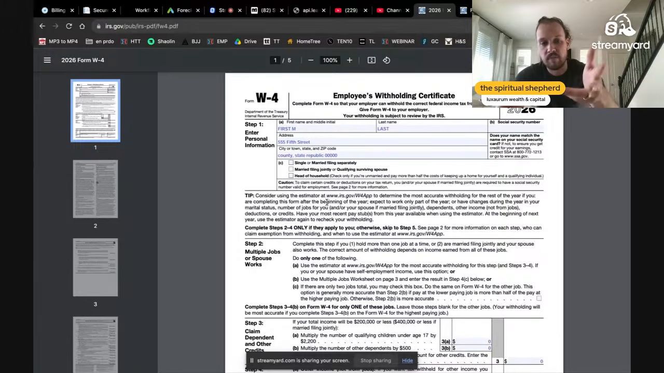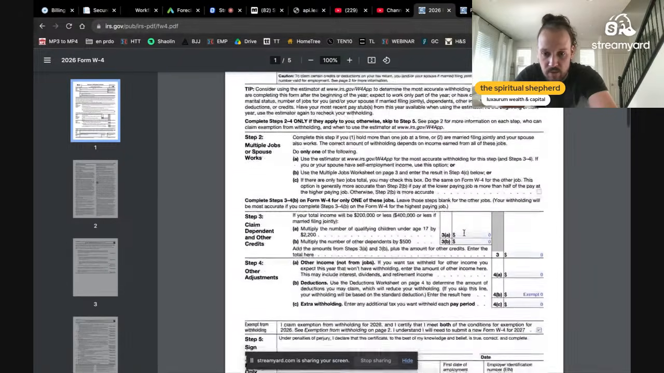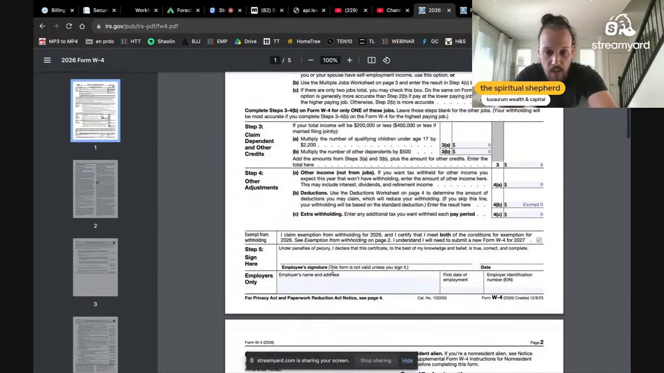All right, so that's exactly what I would do. I'd file this exempt form. I would print this out and sign it right here, or I'd have my employer sign right here. Then I would send that in, and within 2 to 4 weeks, it'll be adapted and changed.